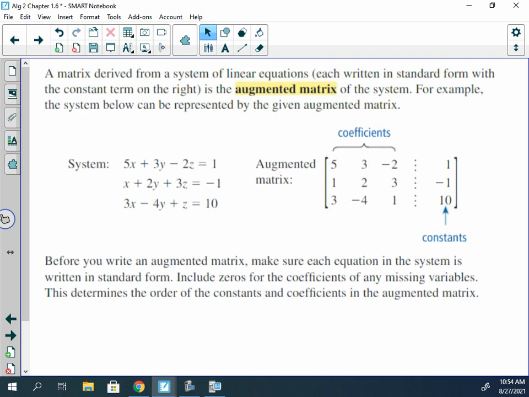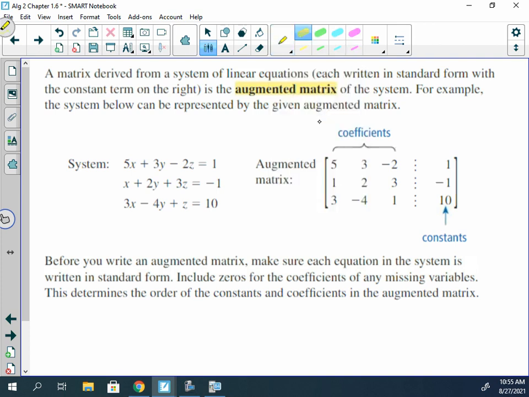Now, you don't have to write this next part down, but when we have a system of equations, like yesterday and the day before, we had it written out like this here. If I want to write it as an augmented matrix, we take the coefficients. Y'all remember what coefficients are? The numbers in front of the variables. So if you notice the top one here: 5, 3, negative 2, 1. The next: 1, 2, 3, negative 1. And 3, negative 4, 1, 10 are written like that there.